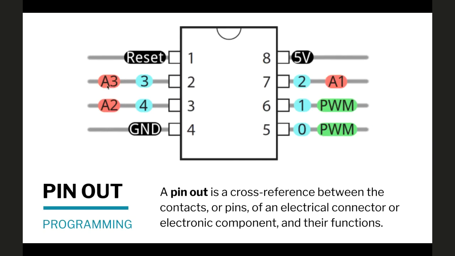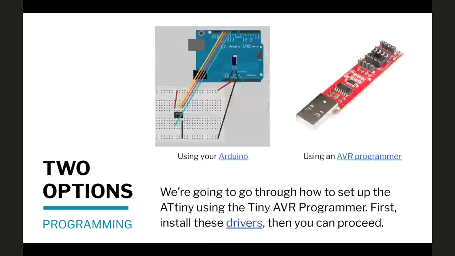And we see here that if we want to use analog input 3, we can access that through this pin, or we can use digital pin 3. Same here, analog input 2 or digital pin 4, and then same over here. And then we have reset, ground, and 5 volts. So every board has a pinout. You can Google the Arduino pinout and see all the different functionality there. This is actually a basic functionality of the ATtiny pinout. There is even more functionality for some of the other pins that you can look up if you're interested.